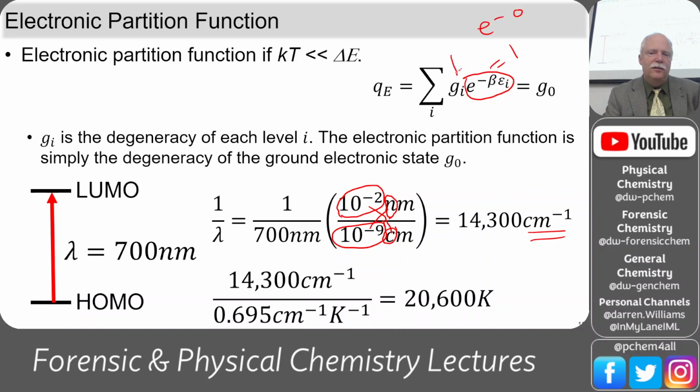But some molecules, small molecules, have a degeneracy that's not 1. Sometimes it's 2, sometimes it's 3. Like nitric oxide.